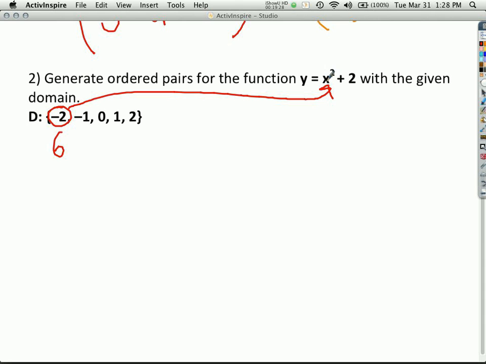Take the -1, plug it in. -1 squared is 1, plus 2 is 3. The output is 3. And each pair of numbers becomes an ordered pair. So you end up with (-2, 6), and (-1, 3), and so on and so on. Any questions about that?